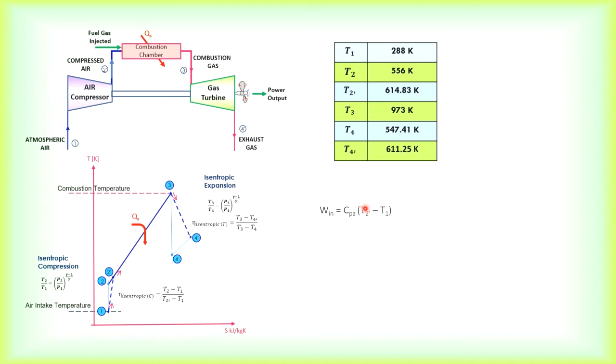Instead of CPT, you can also use the change of enthalpy H, because I repeat once more, H is CPT. How H is related to CPT, you have to study in other chapters, which we call general relationships for thermodynamic properties. So CPA is 1.005, T2 prime is 614, which we have found, and 288 is given. So you'll be able to find out the work in.